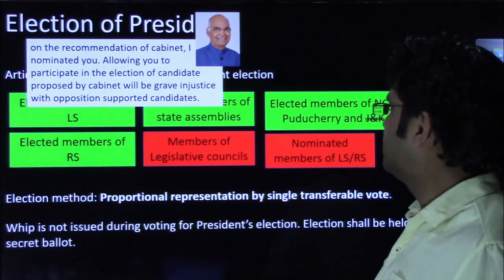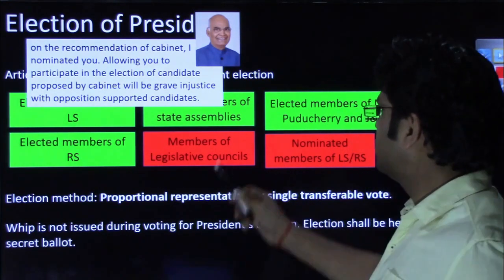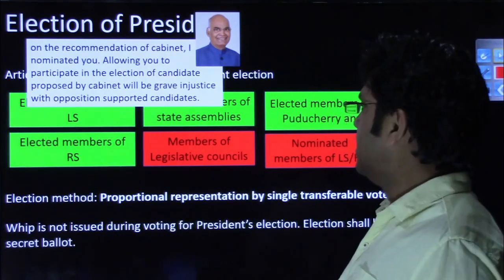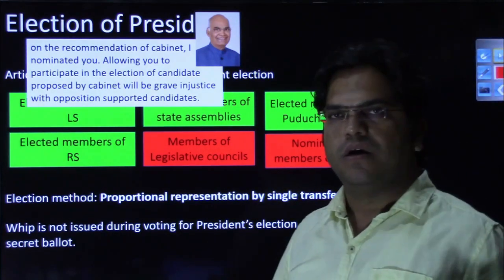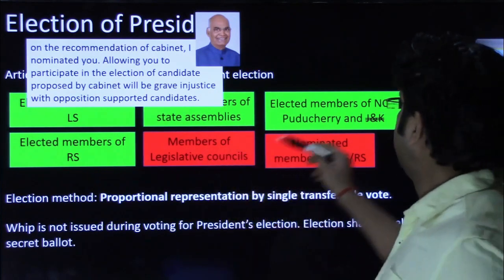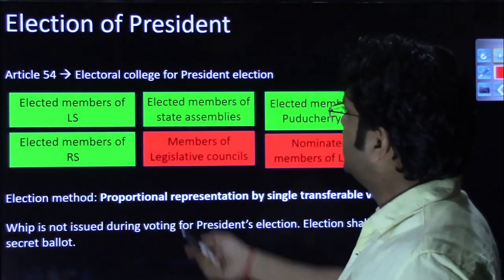They will not be part of it. Everything is driven by logic. You need not cram anything, right? You understood the logic of not having members of the Legislative Council of a few states in the Electoral College. You understood why nominated members cannot be part of this Electoral College. I hope you have understood it. So let us revise once again: who all will be part of this Electoral College?